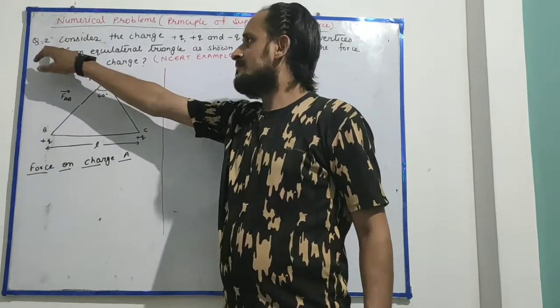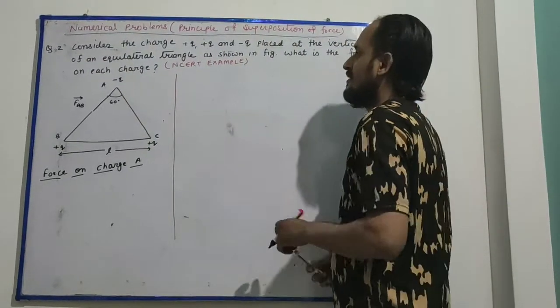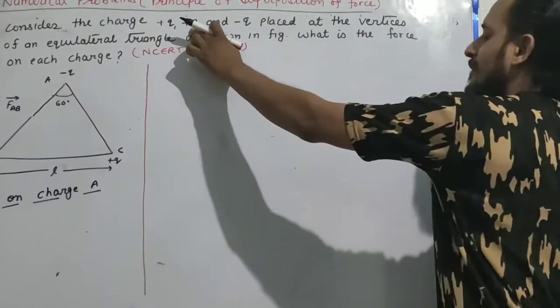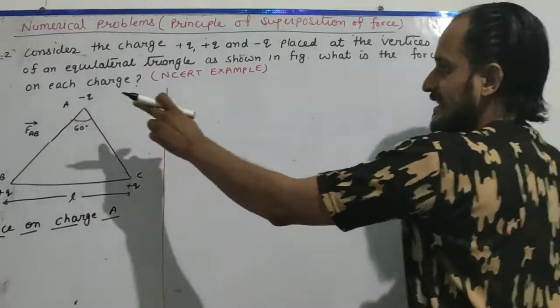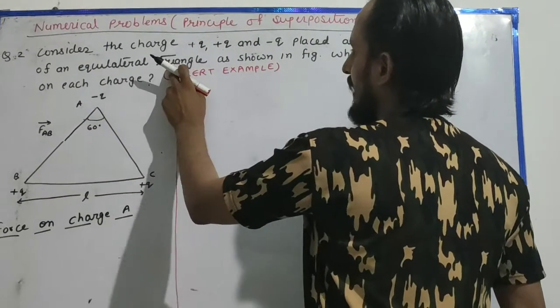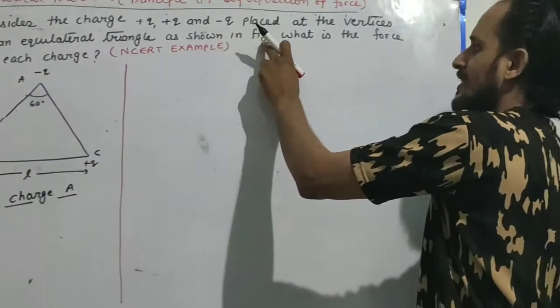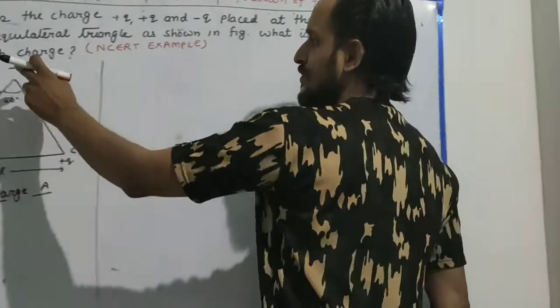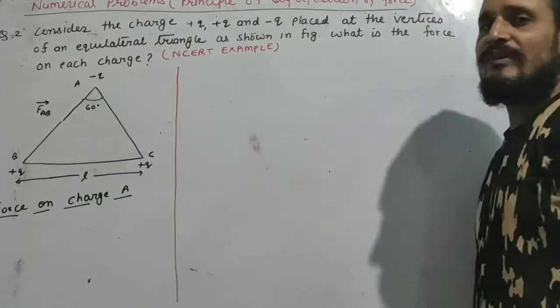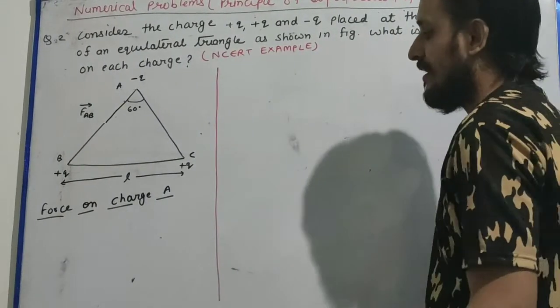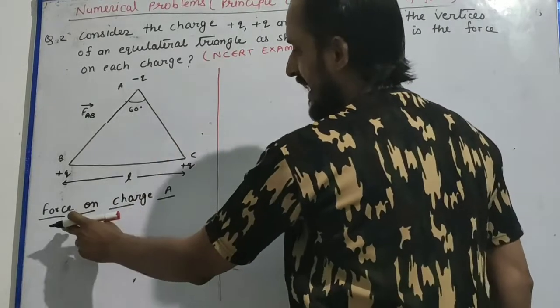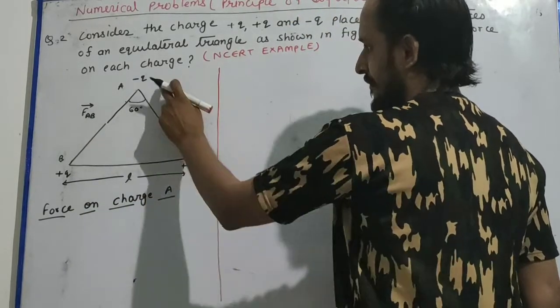numerical problem. Consider the charges plus Q, plus Q and minus Q placed at the vertices of an equilateral triangle as shown in the figure. What is the force on each charge? You have to find the force on each charge. This is an NCERT example. So first of all, we will find the force on charge A.